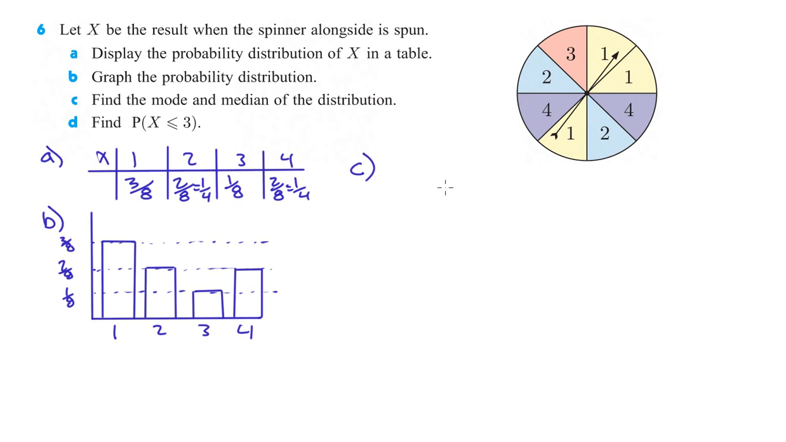Part C, find the mode and median of the distribution. Okay, so remember, mode is the one that is most often. So mode, in this case here, is going to be our highest probability, which is going to be 1, right? And now the median, what you got to do for that, you got to figure out which one of these is included right at the 50% mark. So let's see, 3/8. If we add 2/8 to that, that gives us 5/8. So somewhere right in here is going to be where the median is. That's going to be the 50th percentile is the median.